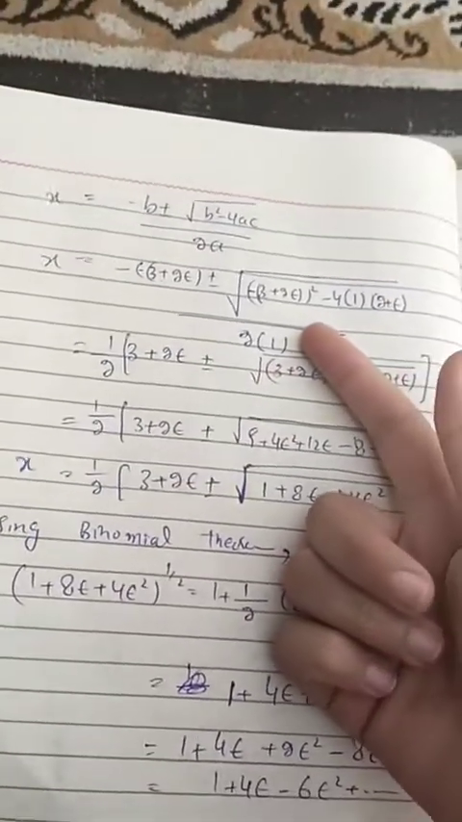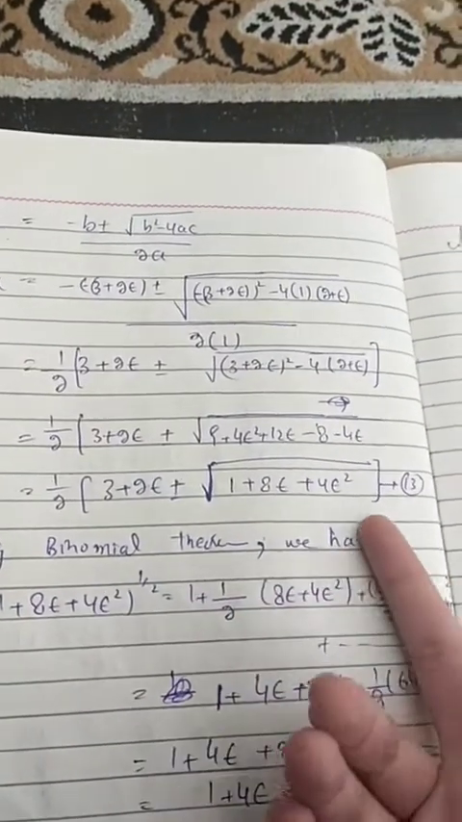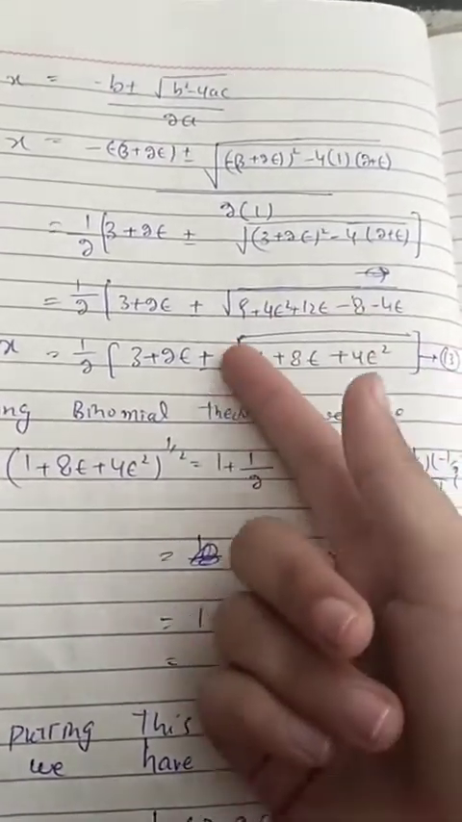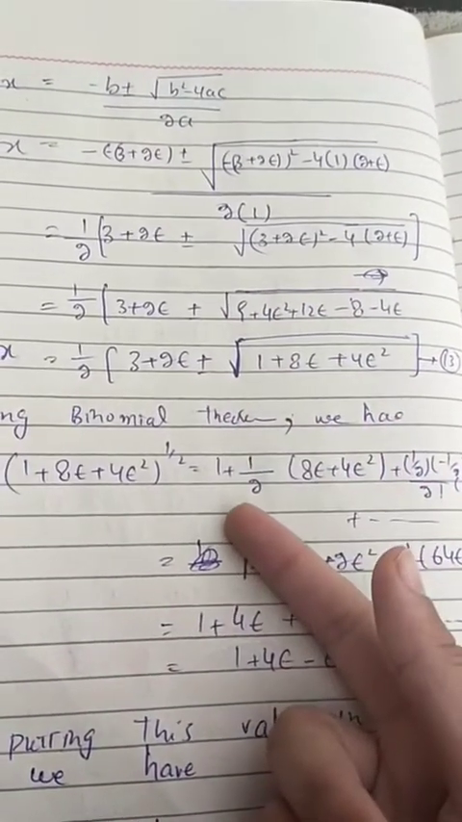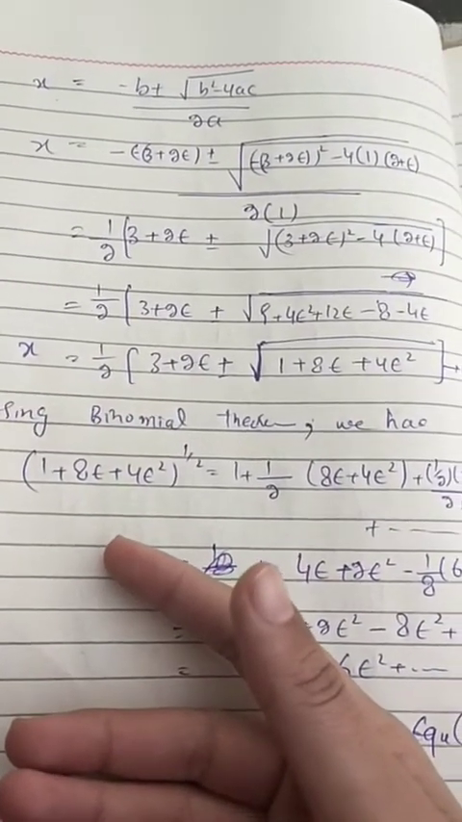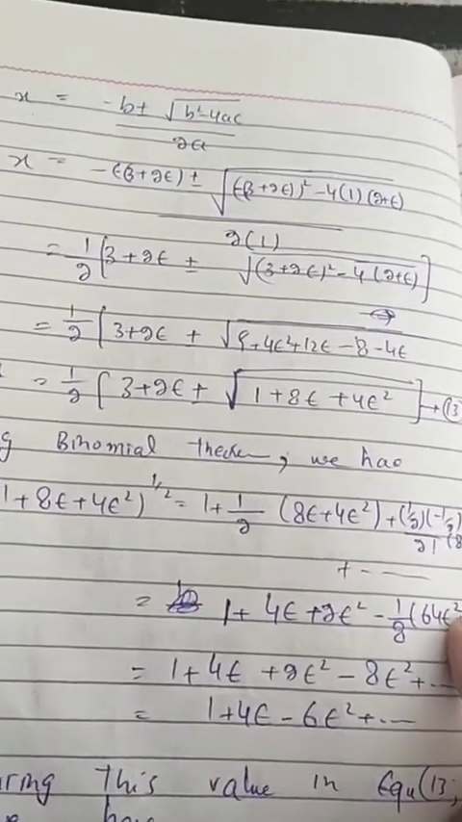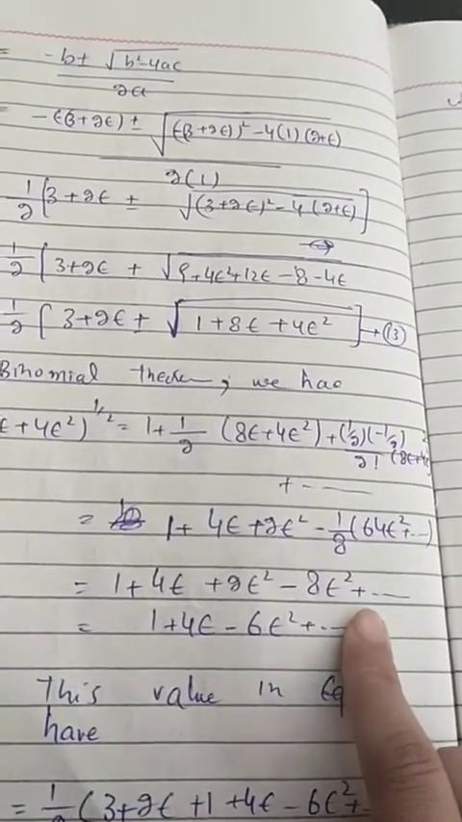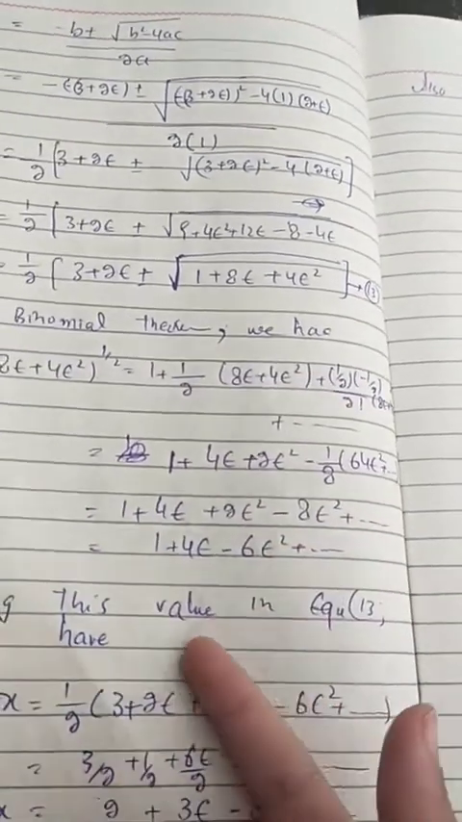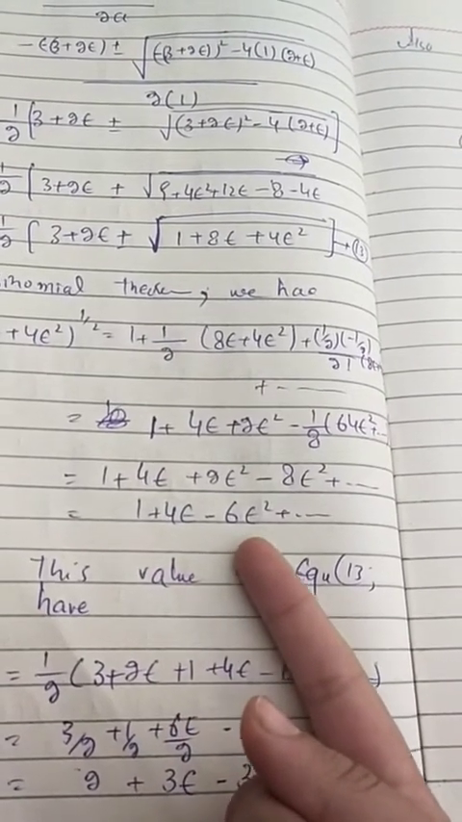Now by substituting it in the quadratic formula, after simplification we get equation 13. To solve the square root term here, we use the binomial theorem. After expansion of the binomial theorem for this term, we get a series, and after simplification it is like this: 1 plus 4 epsilon minus 6 epsilon squared plus, and so on.